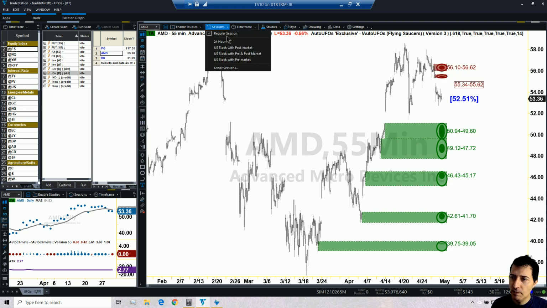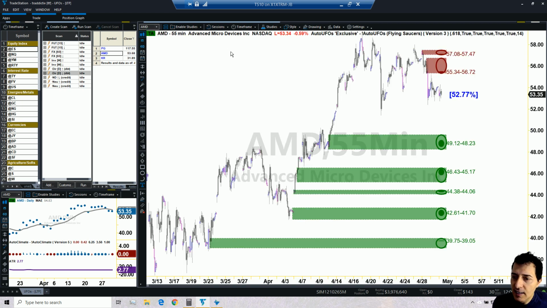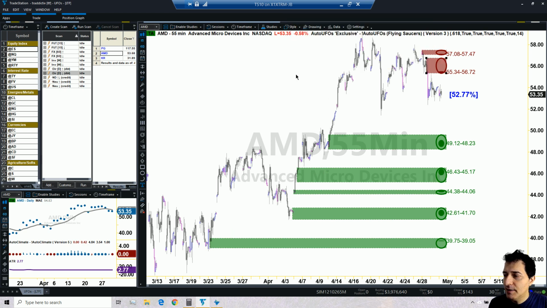So my last chance here would be to look at pre and post market to see if, using pre and post market, we do have a UFO in the right location. And unfortunately, we don't. So we still have very good probabilities, okay? But the bottom part of that UFO, as you can see, is 55.33, okay, which is almost $1 higher than 54.53. So yeah, unfortunately, it's not good. Good climate, good everything, but not good for us to take it as of now.